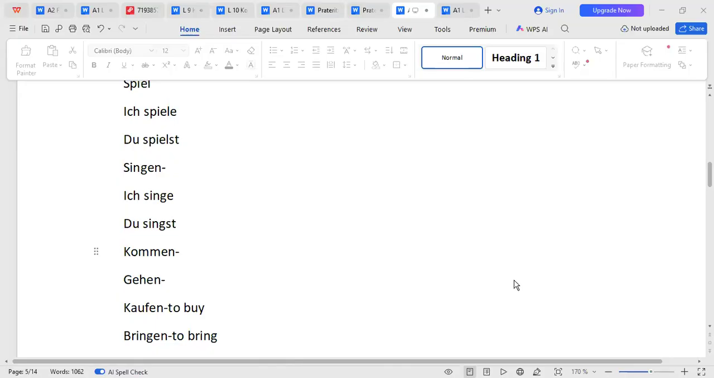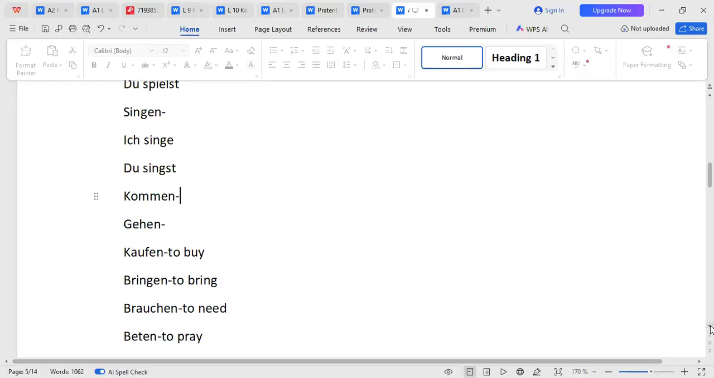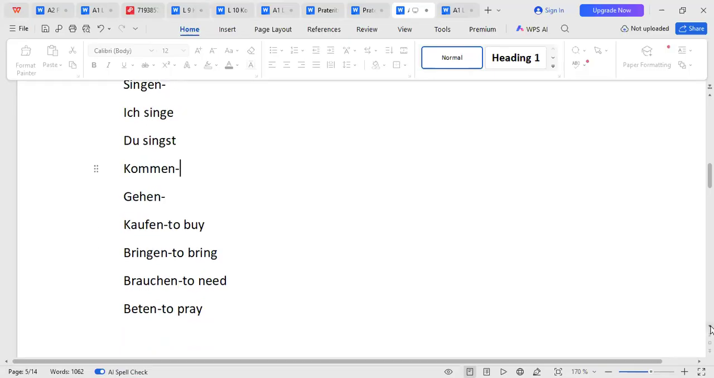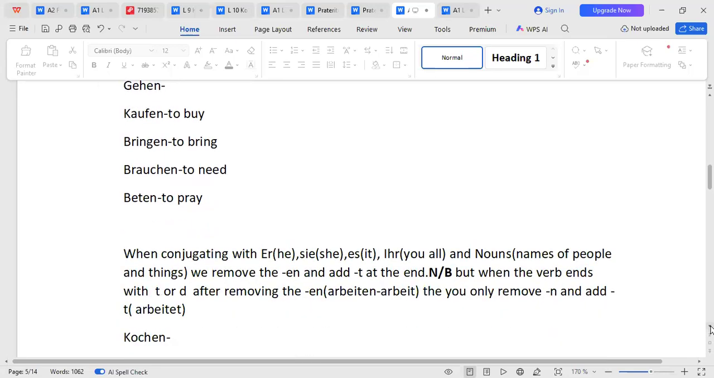Remove the en from it. You have kauf. So with ich, kaufe. Then du kaufst. With du, you add an st. Very good, Benjamin. Very good, Suzanne. Very good, students. You now get it. That is the second rule. We have brauchen, beten, and so on.